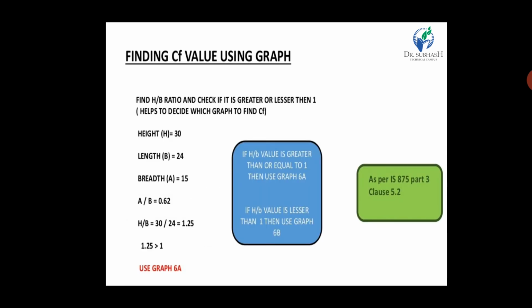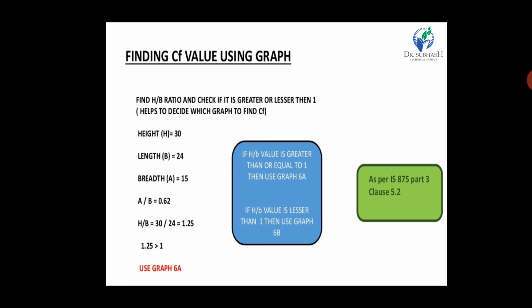For that, first of all we find the value of Cf using figure number 6. As per IS 875 part 3 clause number 6.2, first of all find the H by B ratio and check whether it is greater than or less than 1. This helps decide which graph to use to find Cf. If the H by B value is greater than or equal to 1, then use graph 6a. If the H by B value is less than 1, then use graph 6b.